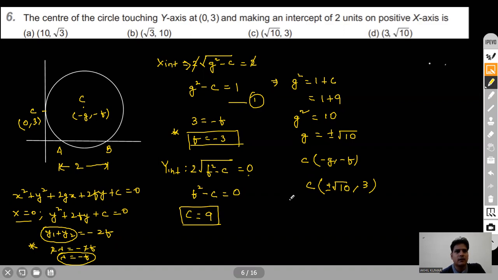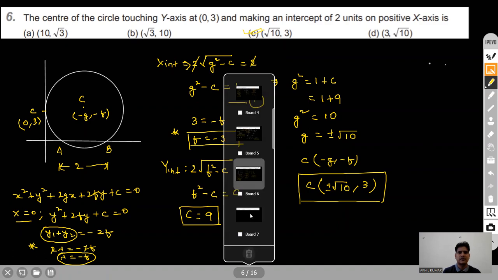Am I right? Or am I doing some mistake? No, it's okay, I think. Why will this center be plus minus root 10? Because this circle could have been in this way also, no? On the left hand side also the circle would exist. So hence this coordinate will be plus minus root 10 comma 3. But here it's given only root 10. So we can take option C as the correct option. Okay.